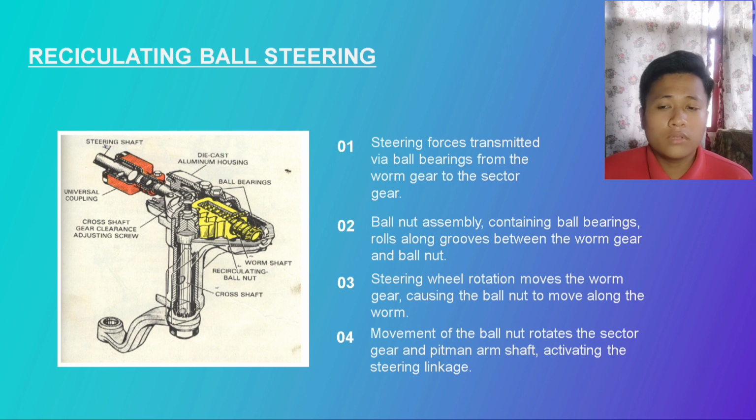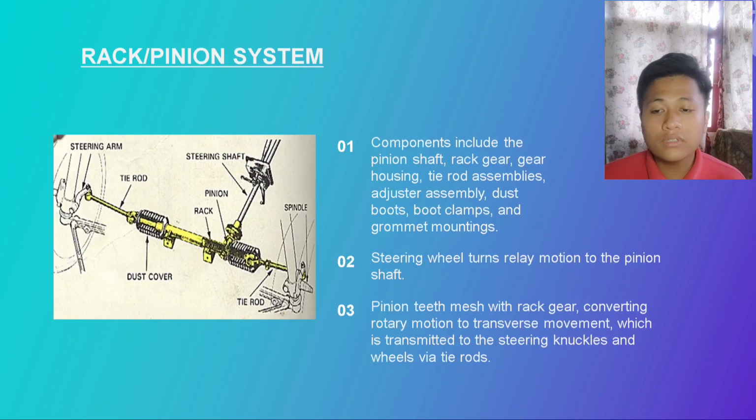And what about rack and pinion? A typical rack and pinion steering gear assembly consists of a pinion shaft and bearing assembly, rack gear, rack housing, two tie rod assemblies, an adjuster assembly, dust boots, boot clamps, grommets, mounting, and bolts.